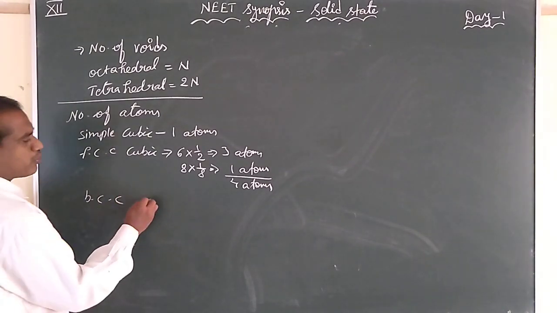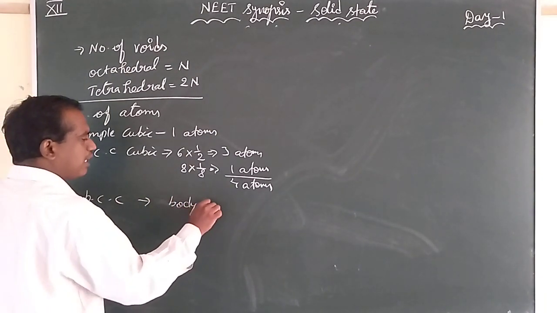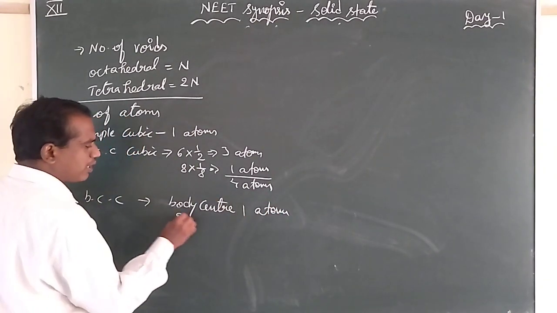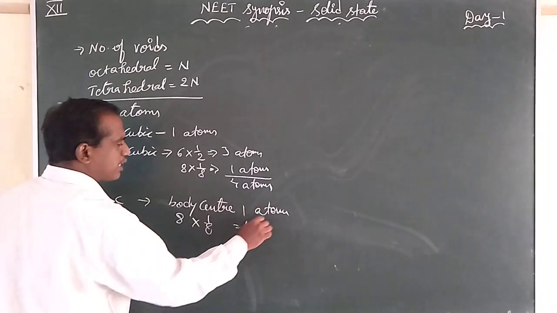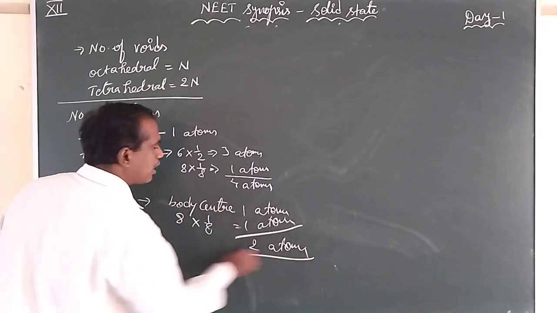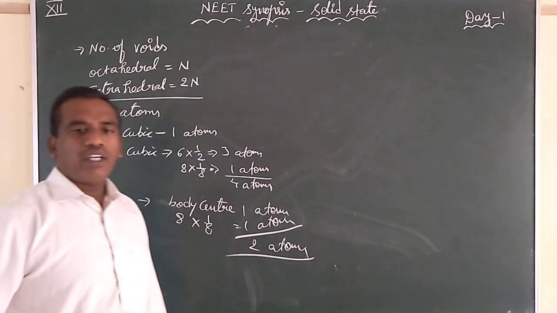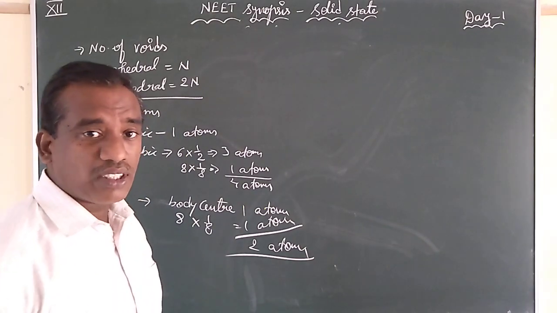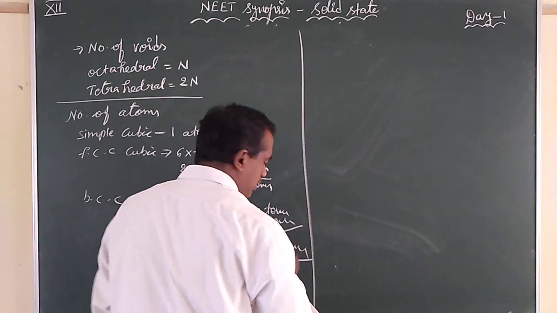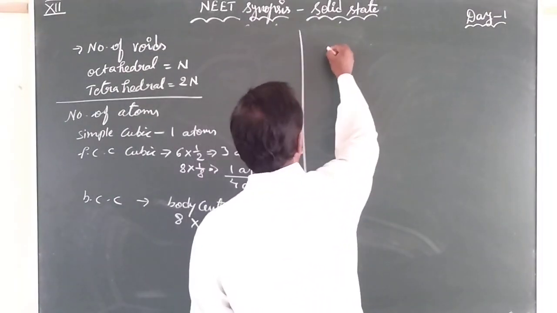In the body-centered cubic unit cell, at the body center there is 1 atom, and 8 corners are there. 8 into 1 by 8, so we got 1 atom. So in the body centered, total number of atoms is 2. And now we had learned the word packing efficiency. What word had we learned? Packing efficiency. So before we go to the packing efficiency, one small point you must not forget. The packing efficiency.